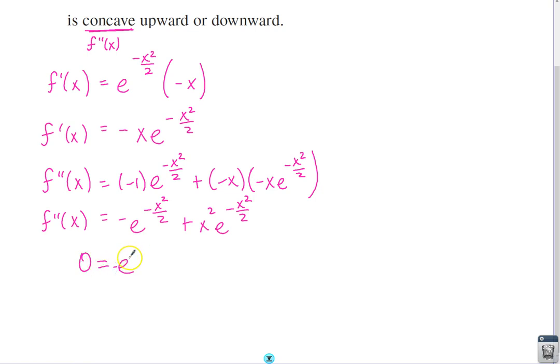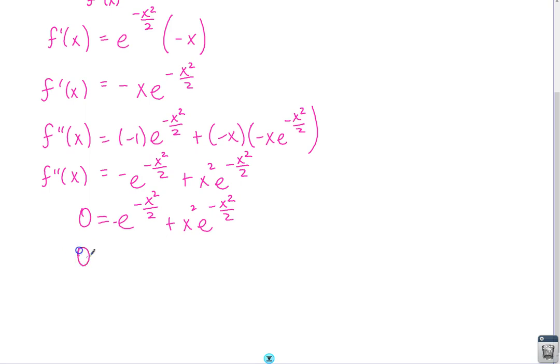So negative e to the negative x squared over 2 plus x squared e to the negative x squared over 2. Okay, I'm going to set that whole thing equal to 0 and see if I can factor this out. Let's see. So I'm going to take out a negative e to the negative x squared over 2. That leaves me with a 1 minus x squared. Okay. And so then I'm going to need to set each part equal to 0. So negative e to the negative x squared over 2 is equal to 0. And then 1 minus x squared is equal to 0.